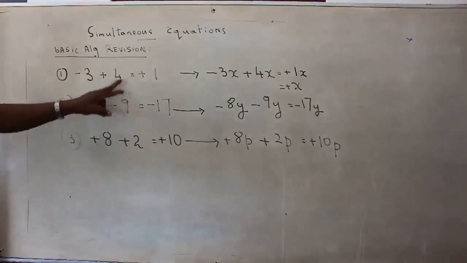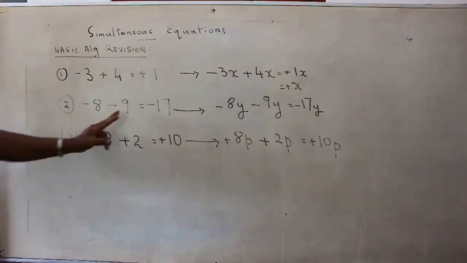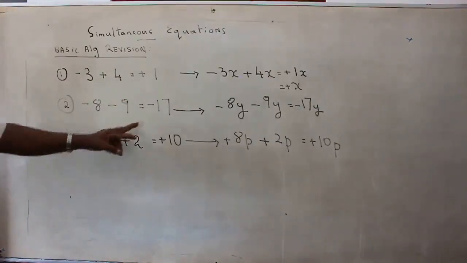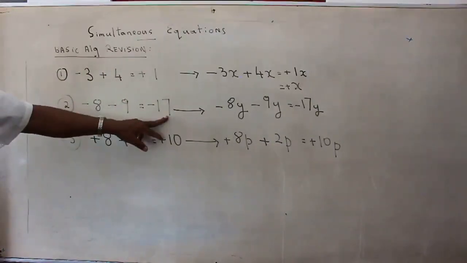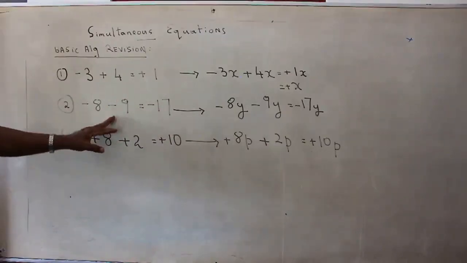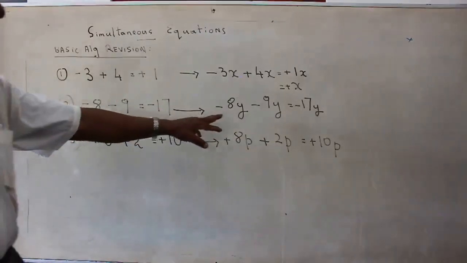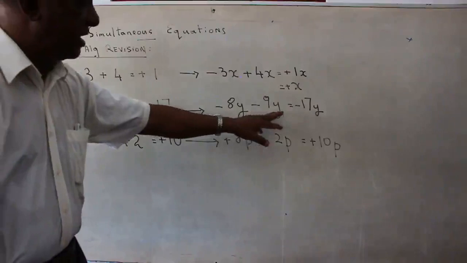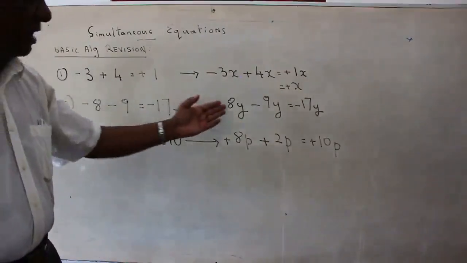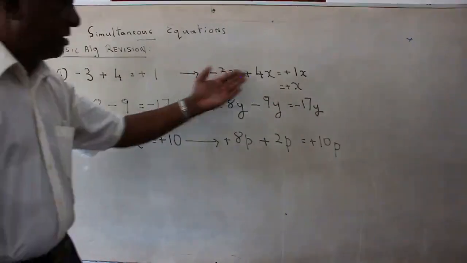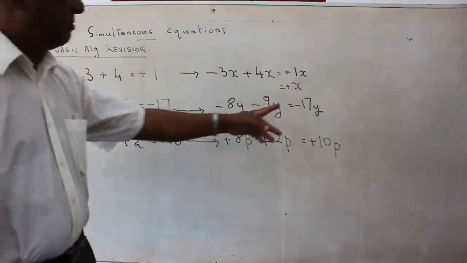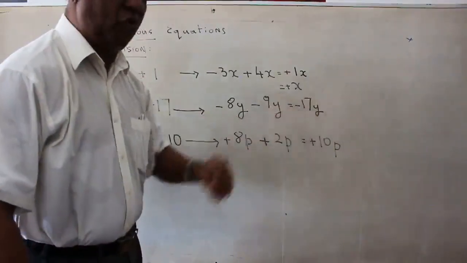Question number 2, minus 8 minus 9. When you combine both these numbers, which are negative 8 and negative 9, you get negative 17, minus 17. If I write this as minus 8y and minus 9y, like terms, you can combine these two and get minus 17y.